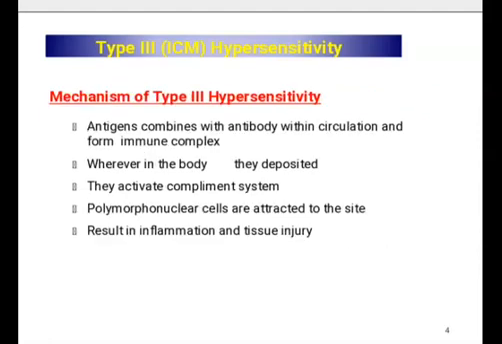Now the mechanism of the type 3 hypersensitivity reaction, that means how it develops in the body. Antigen combines with antibody within the circulation and forms immune complexes, as we already saw. They are deposited in the body and activate the complement system. Polymorphonuclear cells are attracted to the site and result in inflammatory tissue injury. After this mechanism, we see the symptoms of type 3 hypersensitivity reaction.